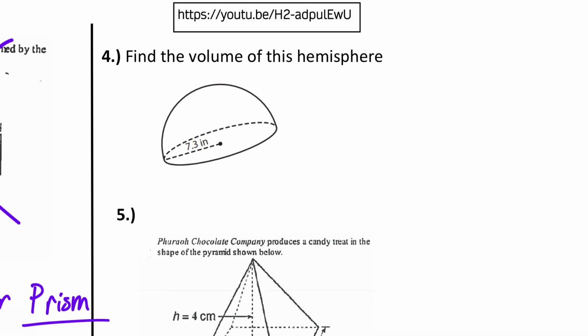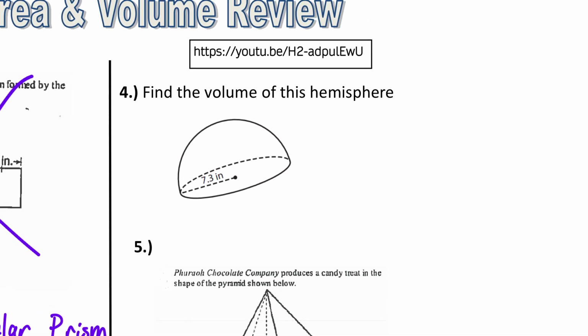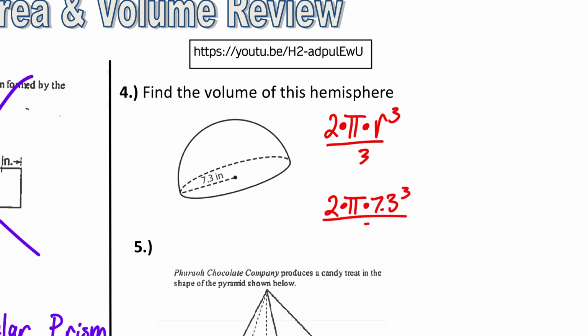All right, next one, volume of a hemisphere. So volume of a hemisphere is 2 pi r cubed divided by 3. So on this one, it's going to be 2 times pi times 7.3 cubed divided by 3.